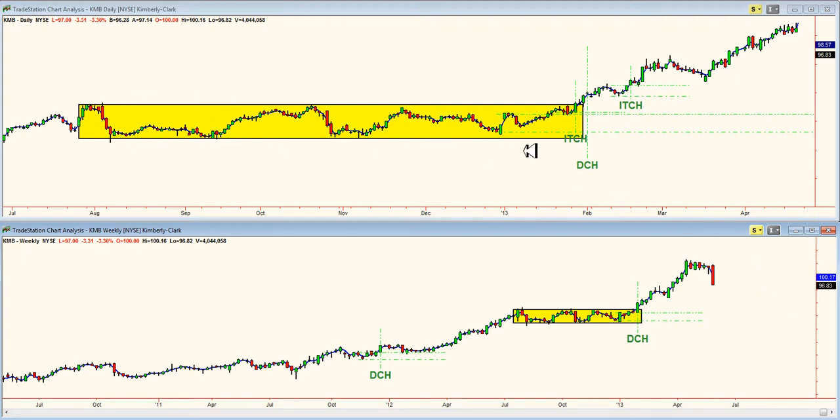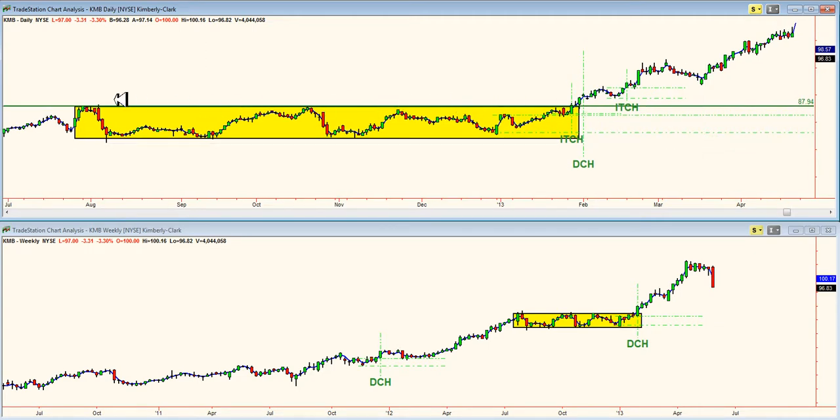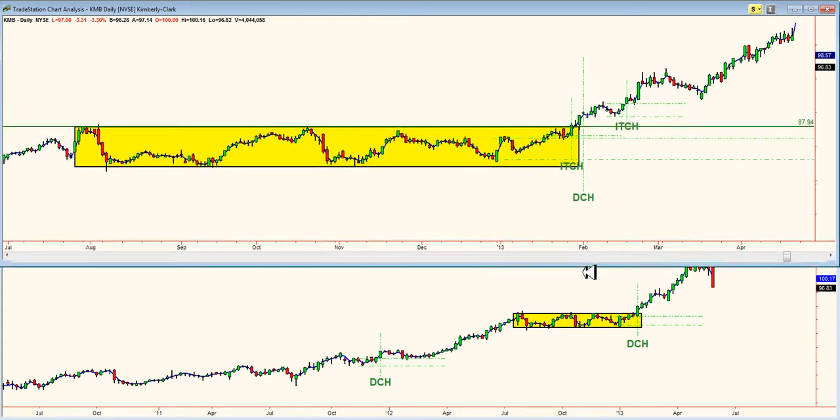But within the consolidation, in TradeStation, I can actually draw support and resistance lines that are labeled. So for instance, here's KMB. Here's a good example. So we've developed a resistance line at around 87.94. This is the daily chart. We'll look at the weekly chart in just a moment.